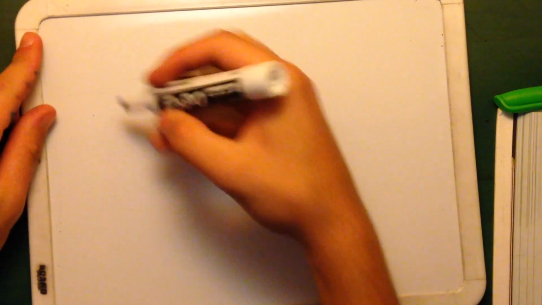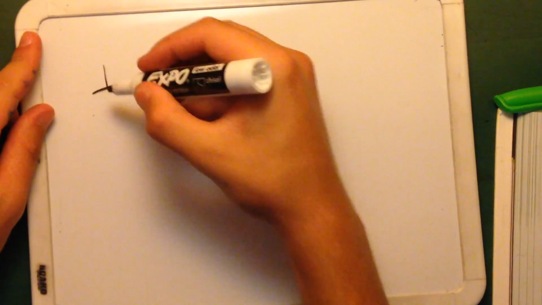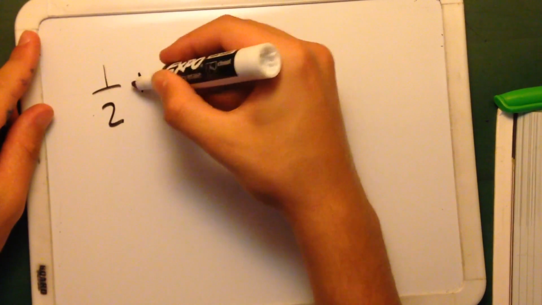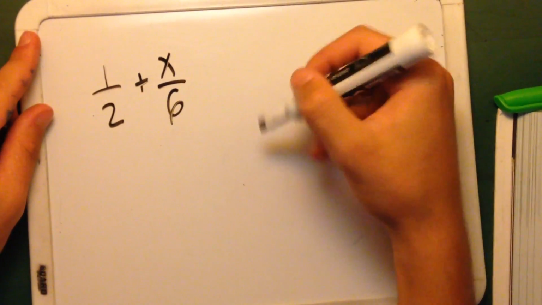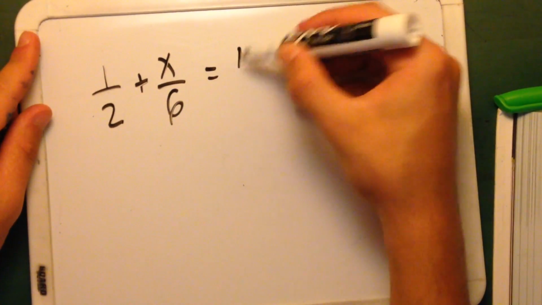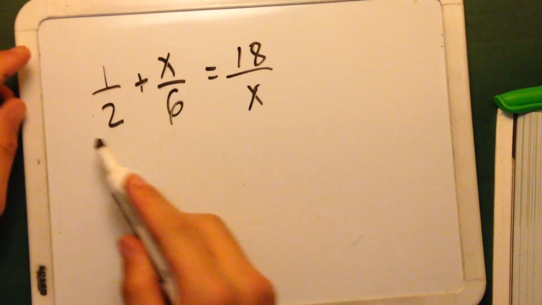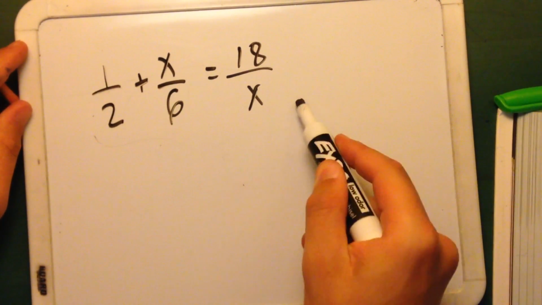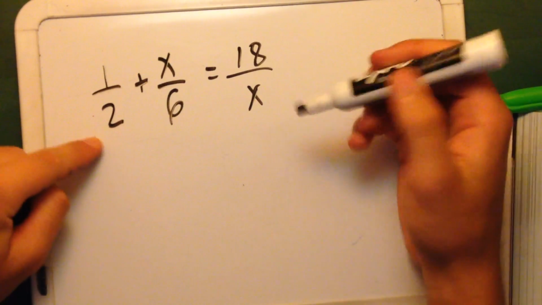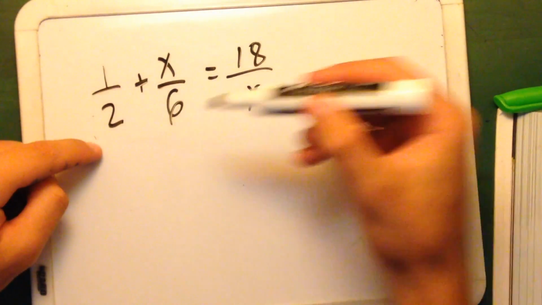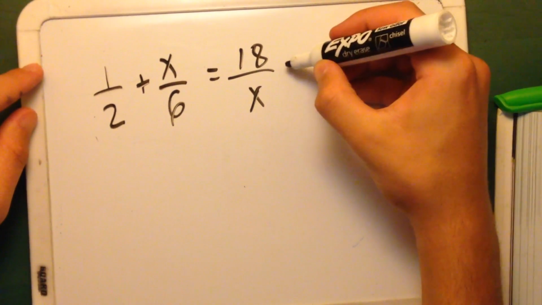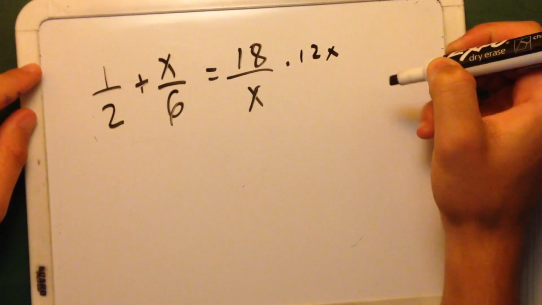Okay, we're going to start off by writing: a half plus x over 6 is equal to 18 over x. And the least common denominator is just multiplying all of these, and that's just going to be 2 times 6, which is 12, times x is 12x, so times 12x.